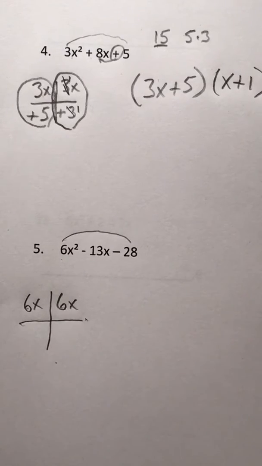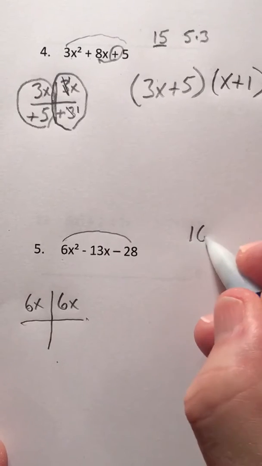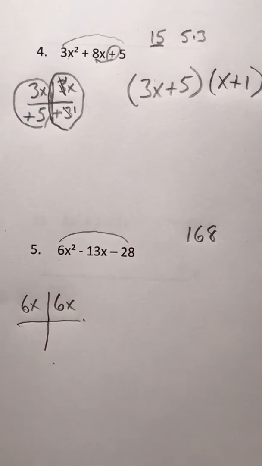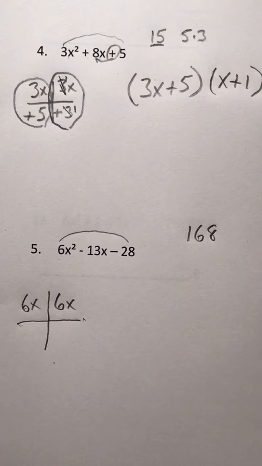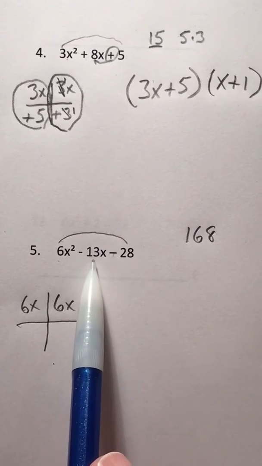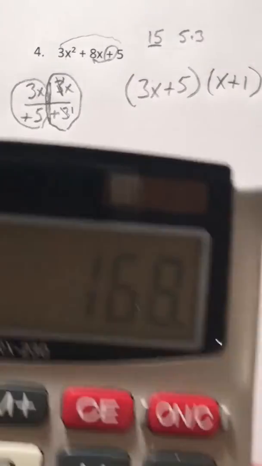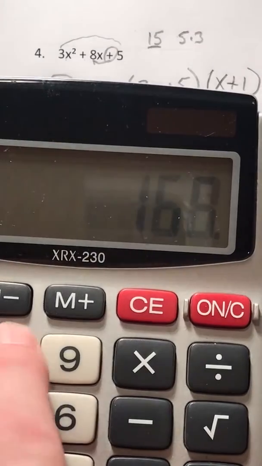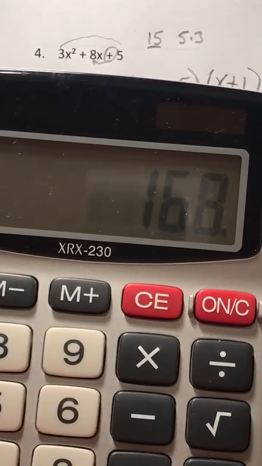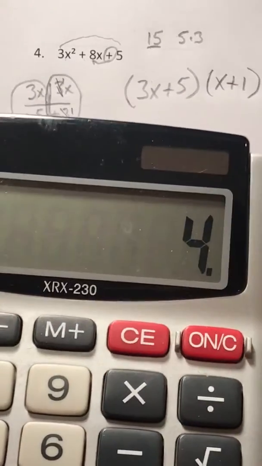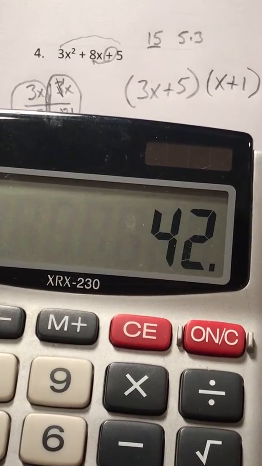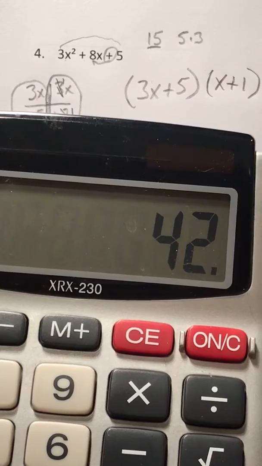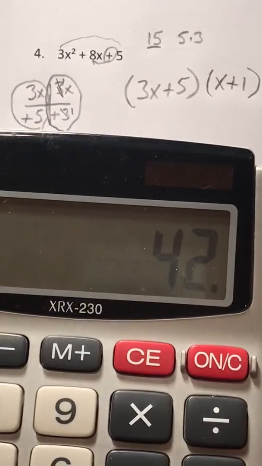And that gives us 168. So now we have to find the factors of 168 that, when we subtract them, because the last sign's a minus sign, we get a 13. So what I do is just take your calculator and we're going to do 168 divided by 4 and see what that gives us. And that gives us 4 times 42. So those are too far apart, because 42 minus 4 isn't going to give us 13.